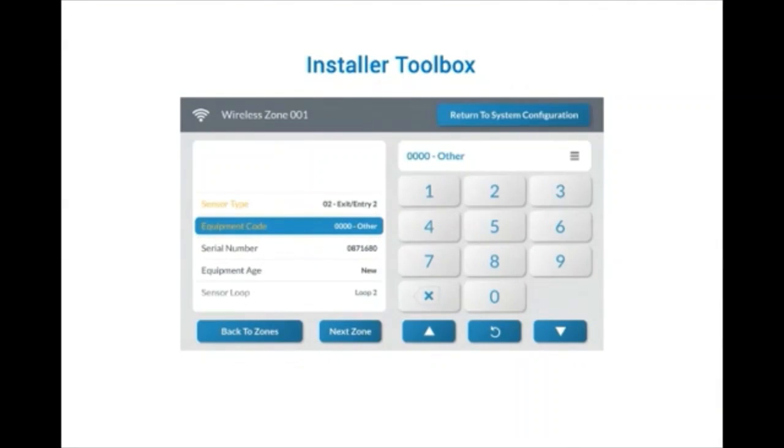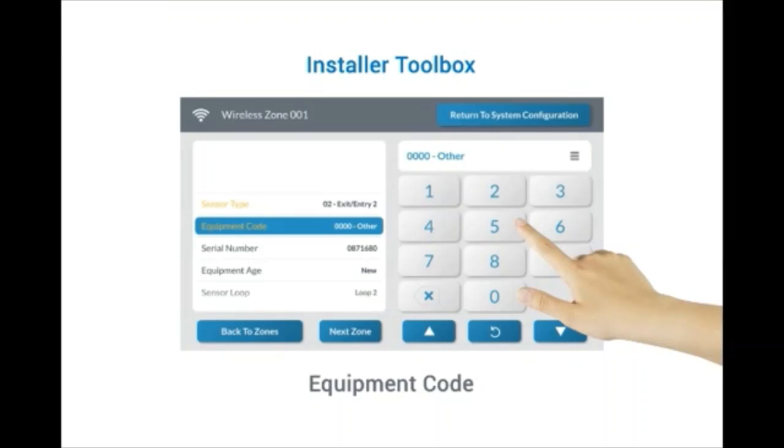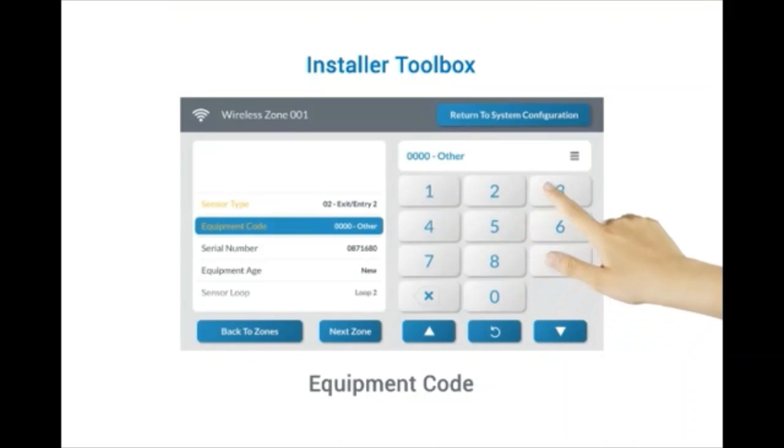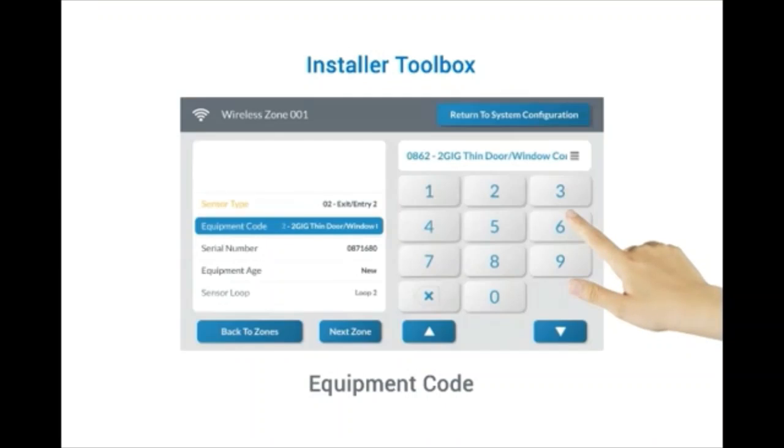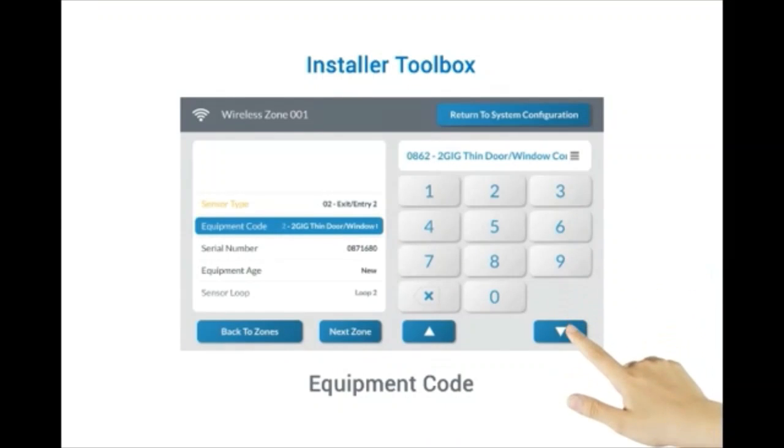The next programming option refers to the equipment code for the sensor in use. To select the sensor type, press the 4-digit code or the drop-down menu. In this example, 2 gig thin door window contact is selected. Next, press the down arrow or select another option on the left.